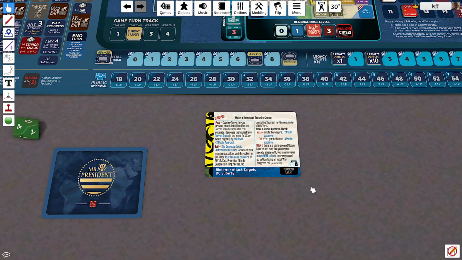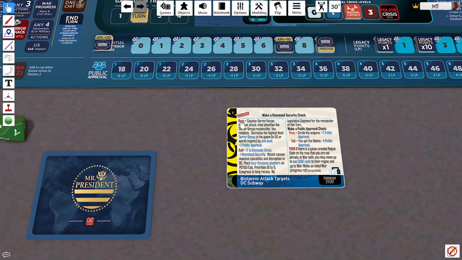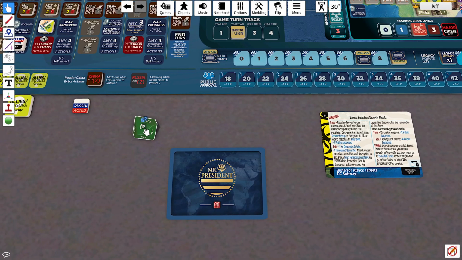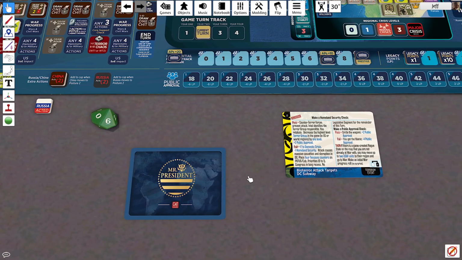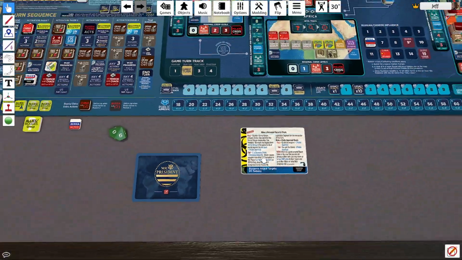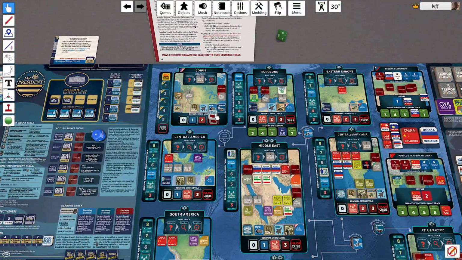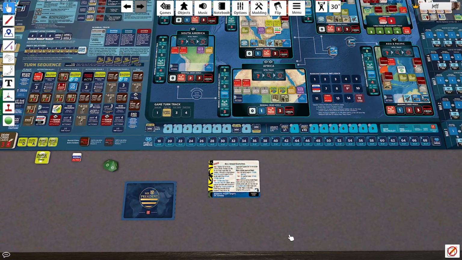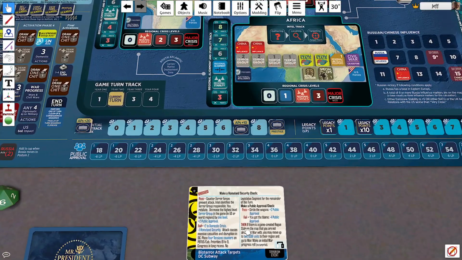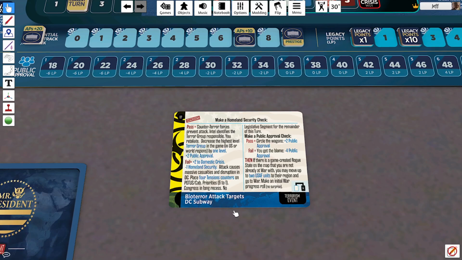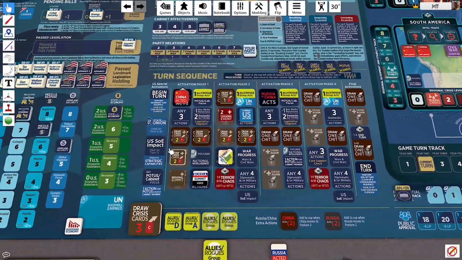This is not it. This is one of the terrorism ones. Make a Homeland Security check. Oh man, if I ever need to roll well, this is one of those times. That was not a good roll. +2 to domestic crisis. Oh. Come on. This would have been so awesome. -1 to Homeland Security.